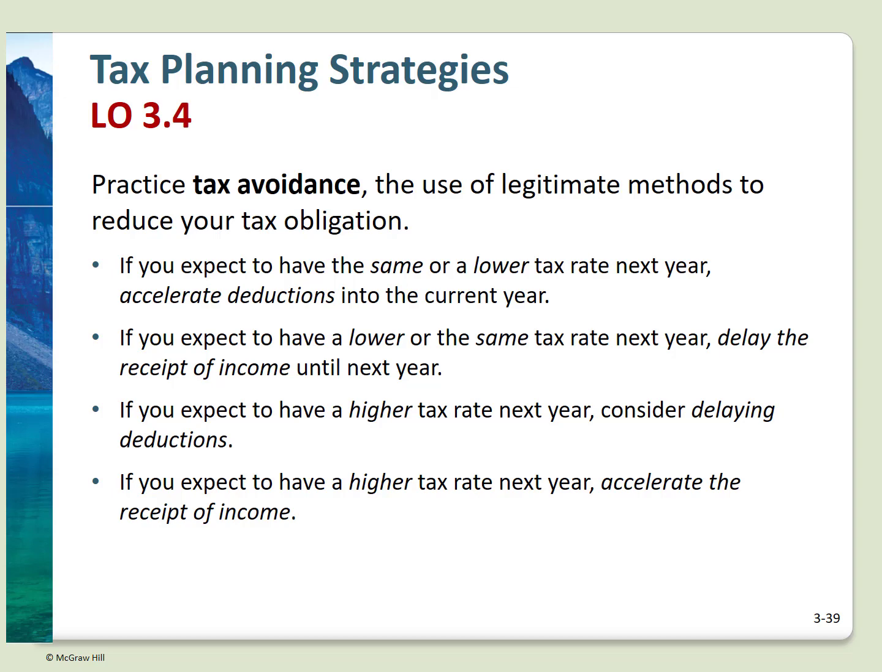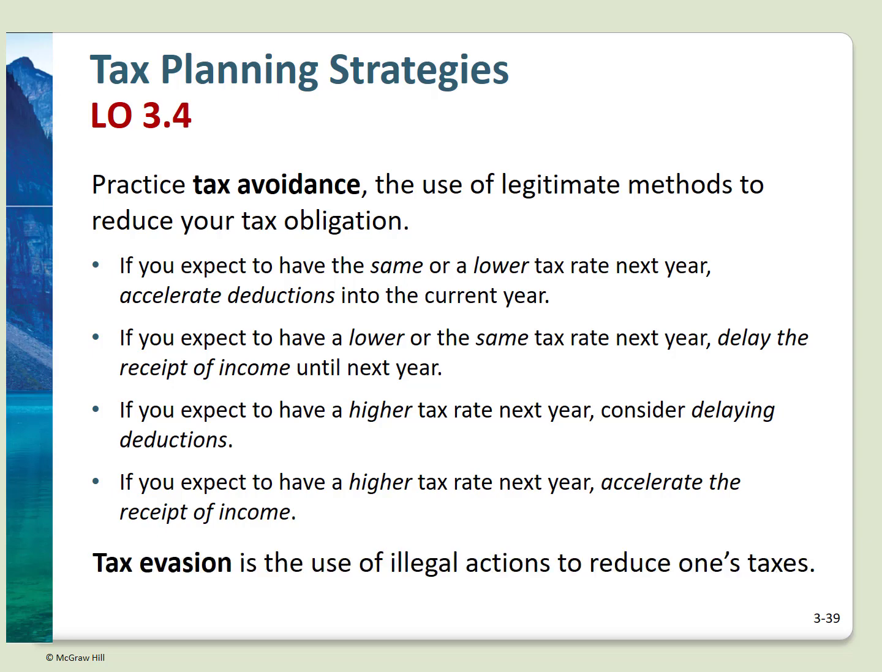Our final topic for the chapter is tax planning strategies. We want to practice tax avoidance. We only want to pay what we owe, no more. This requires understanding tax laws and their impact on our financial decisions throughout the year. Tax avoidance is perfectly legal and desirable. Tax evasion is illegal. Most commonly, this involves not reporting all income. Remember, income is not negotiable.